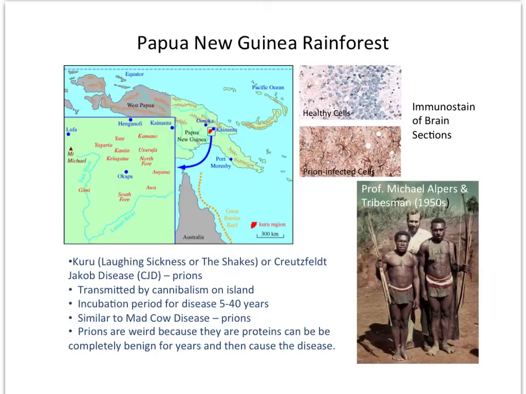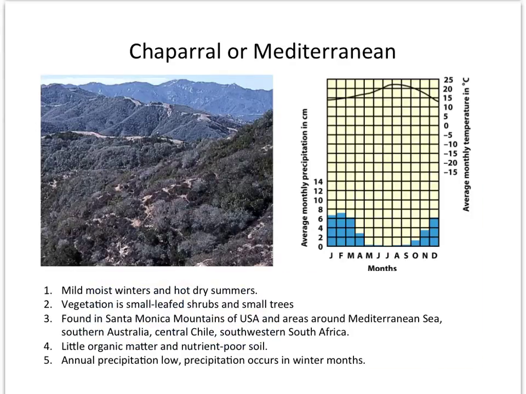As the name suggests, Mediterranean biomes are found around the Mediterranean Sea, but they're also found in the Santa Monica Mountains in the United States, central Chile, and other parts of southwestern Australia. These biomes are characterized by soil that has little organic material. They get very little precipitation, less than 50 centimeters per year.